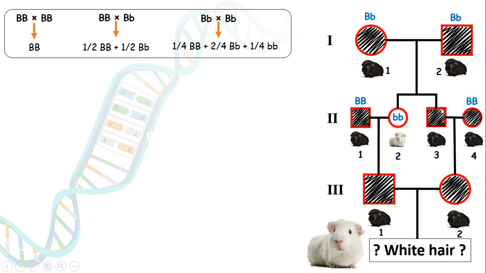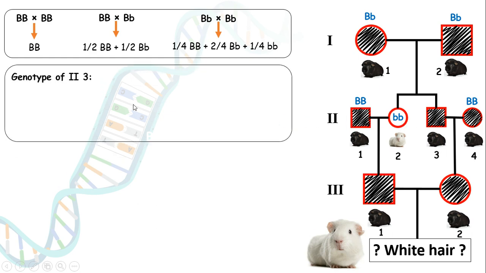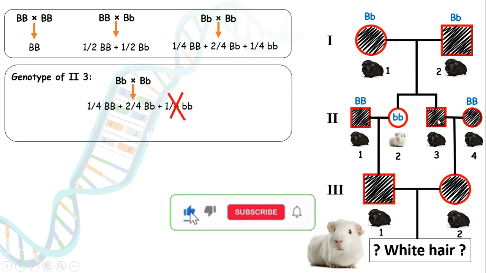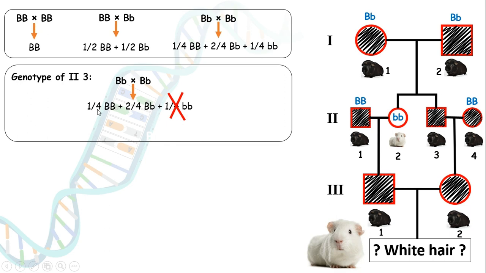So we're gonna find the genotype of this individual, means the individual 3 in generation 2. If we cross these two genotypes, we will have these proportions, and as we know, this is not the recessive homozygous, because it has the black phenotype, so it should be one of the capital B capital B or capital B small b.